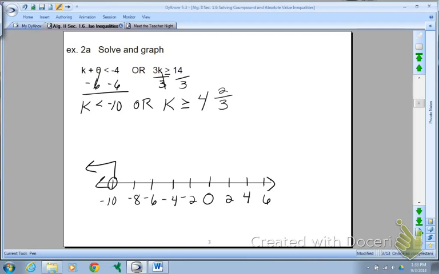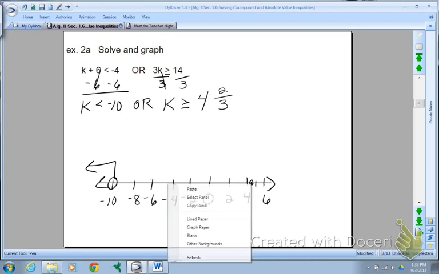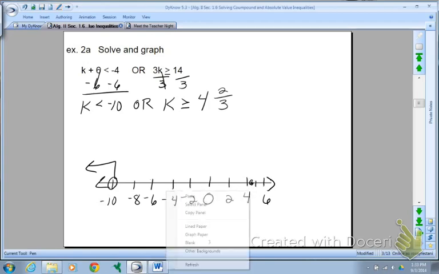Well, where is 4 2/3? This is where the 5 would be, because 5 is right between the 4 and the 6. So is it to the left of 5 or to the right of 5? To the left. And it's just barely, it's about right here. And k is greater than or equal to, so it's a closed circle, and it goes to the right.